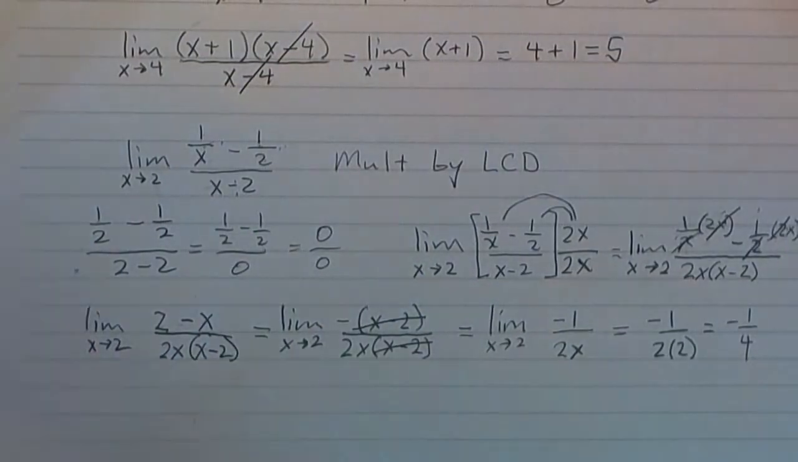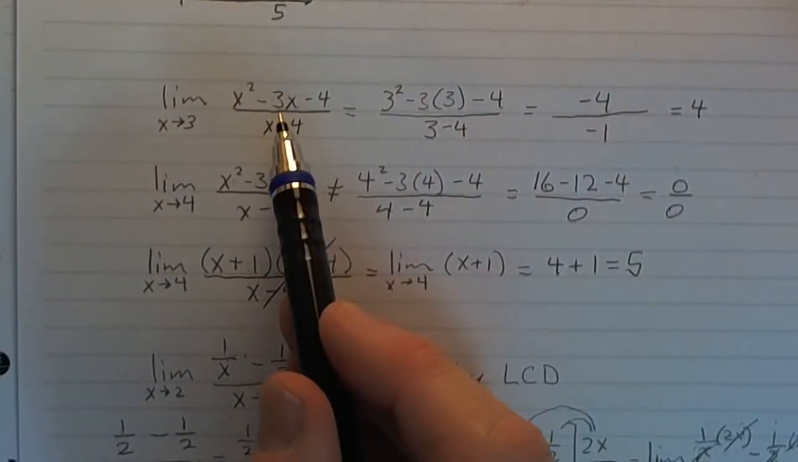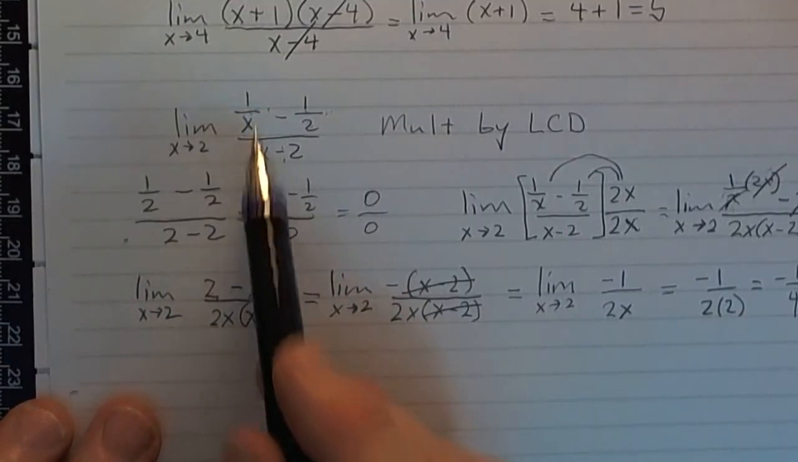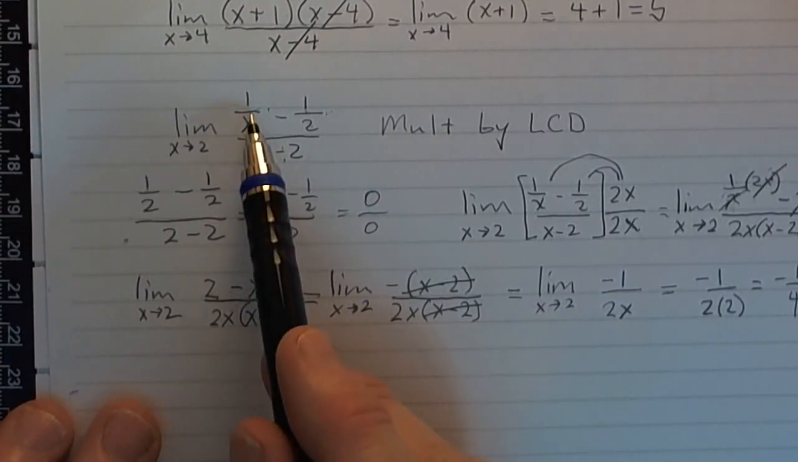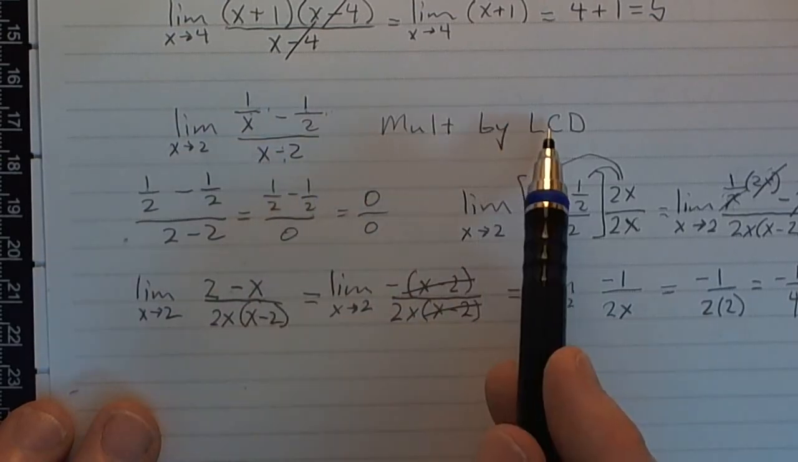Okay, so look, we've got the rational function, factor and cancel, and this complex fraction, where we multiply the top and the bottom by the LCD. And now let's look at another one, a third type that might give us a little bit of vexation.